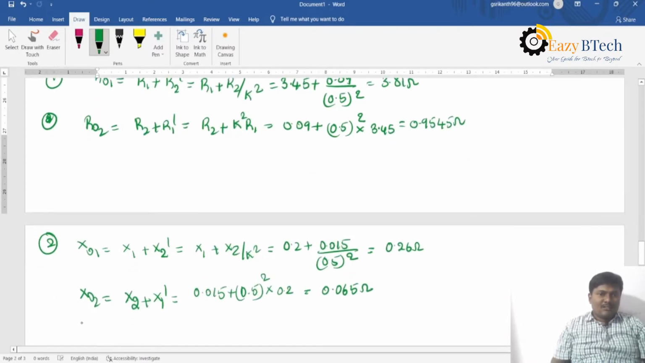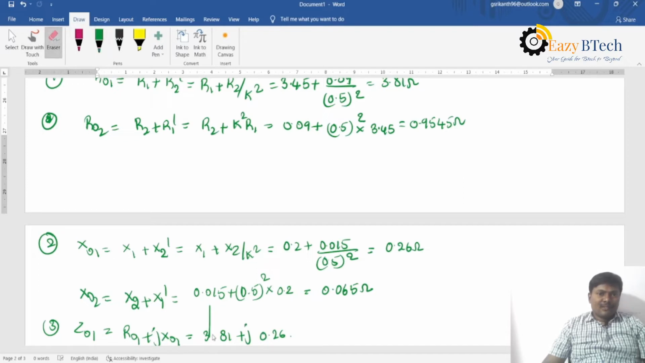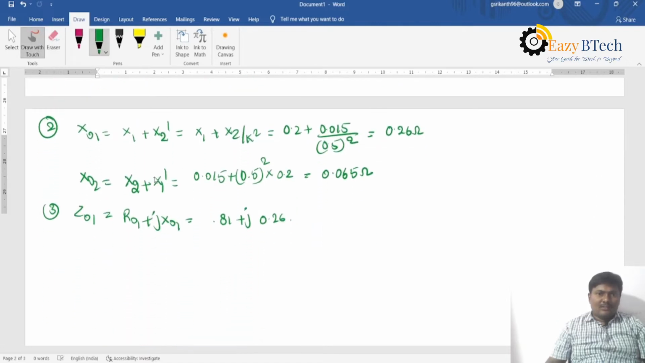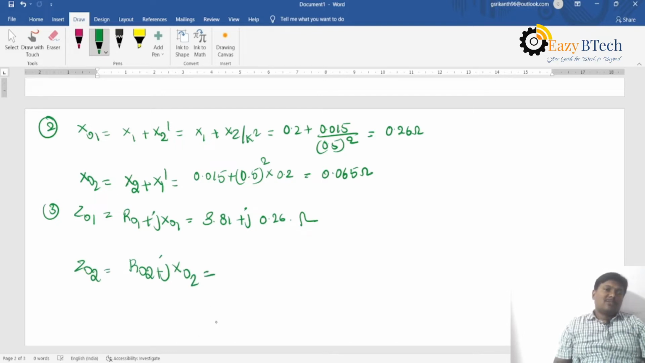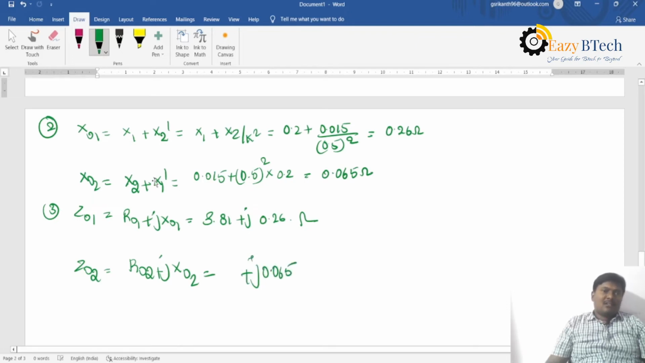Then Z01 is equal to R01 plus jX01. So 3.81 plus j0.26 ohms. And similarly, Z02 is equal to R02 plus j times X02. This is the total impedance when referred to secondary. So plus j0.065.